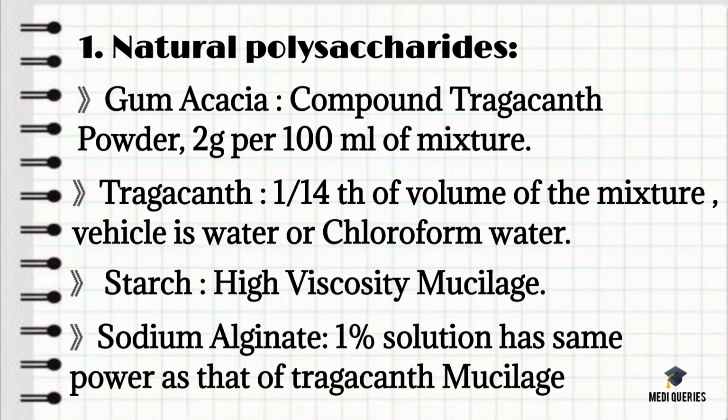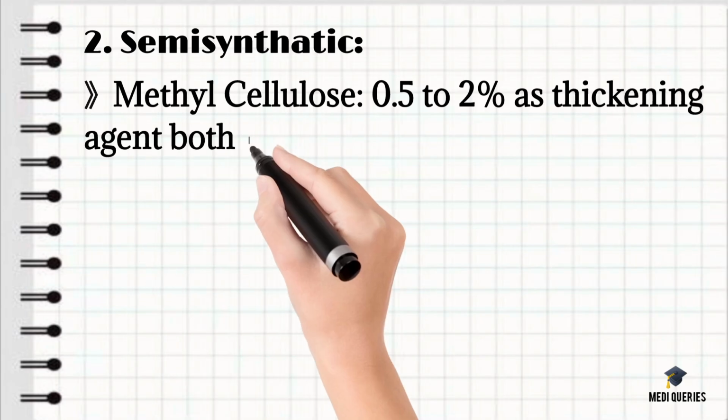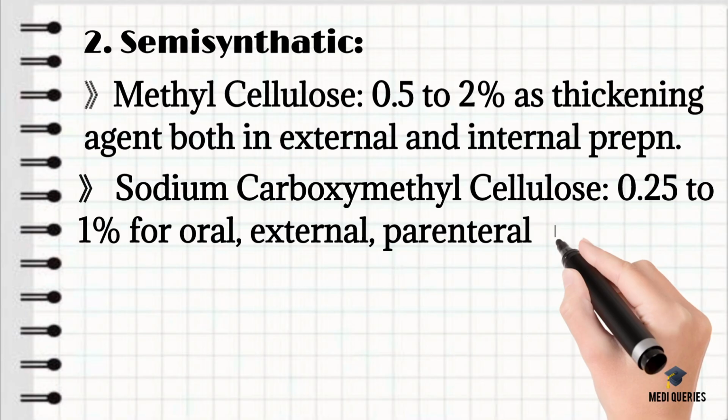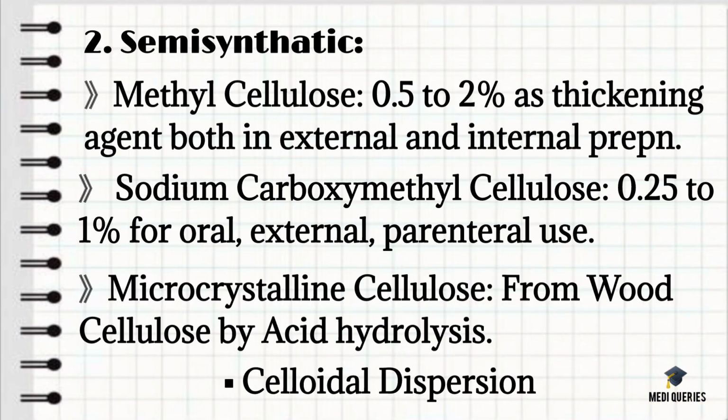Okay. And next one is the semi-synthetic derivatives. So the following cellulose derivatives are used as the thickening agents here: methyl cellulose, sodium carboxymethyl cellulose, microcrystalline cellulose. So all these cellulose derivatives are used as thickening agents here. So first one is the methyl cellulose. It is generally used in the concentration of 0.5 to 2% as a thickening agent both in the external and the internal preparations here.